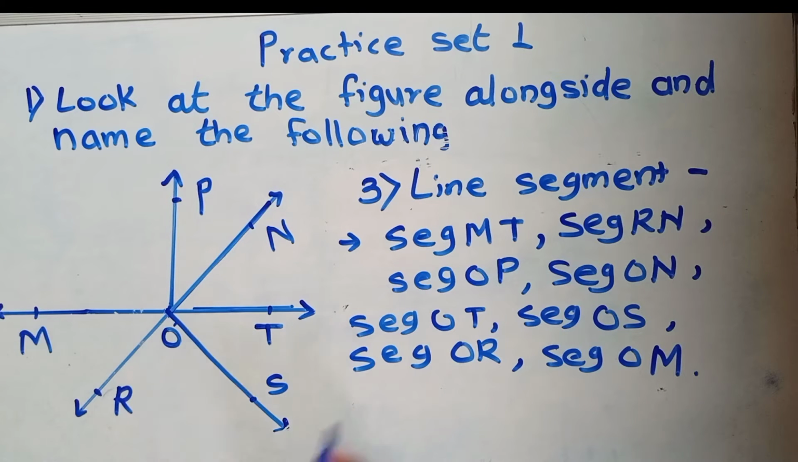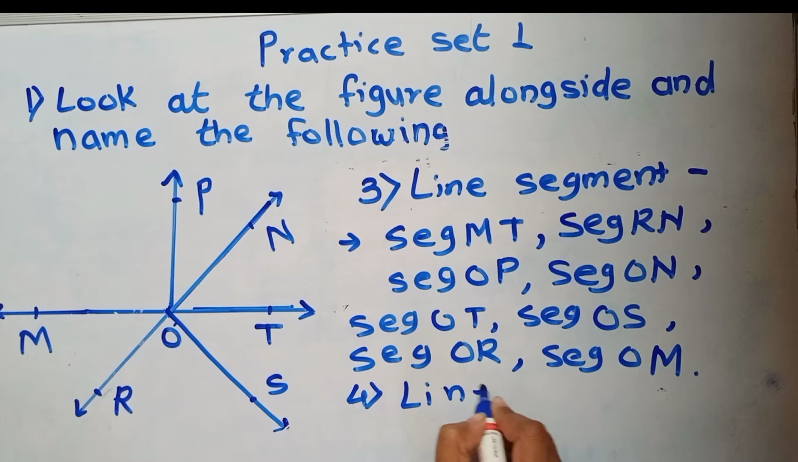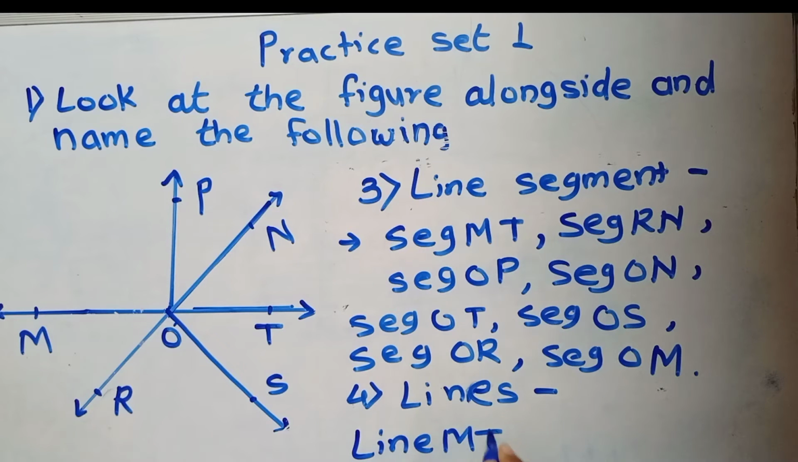Okay. Next is lines. Which are the lines? Line MT and line RN. So write down line MT and line RN.